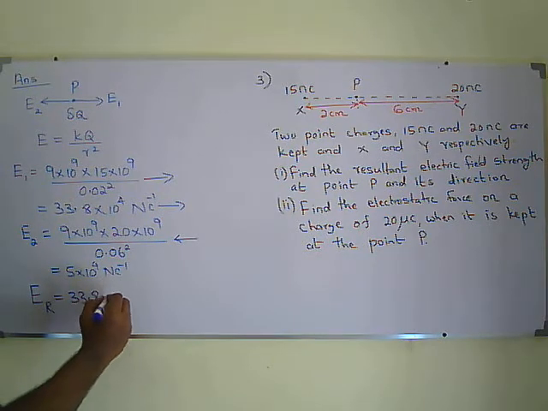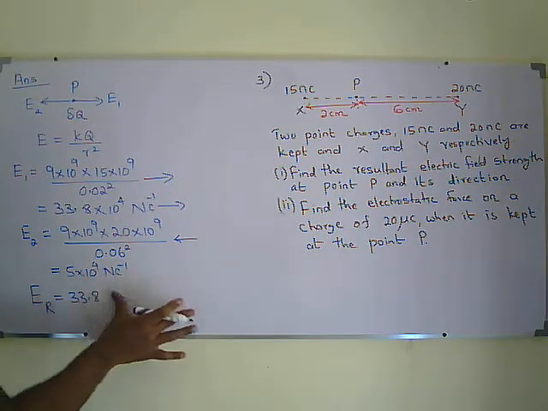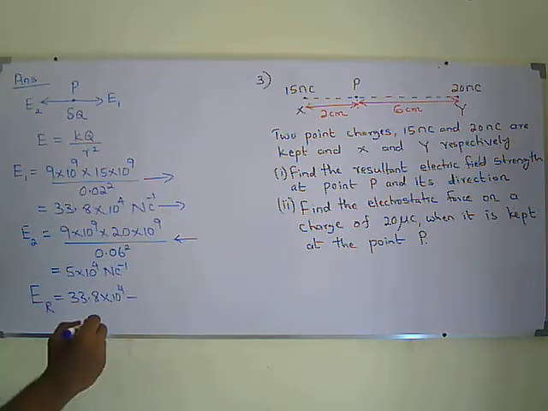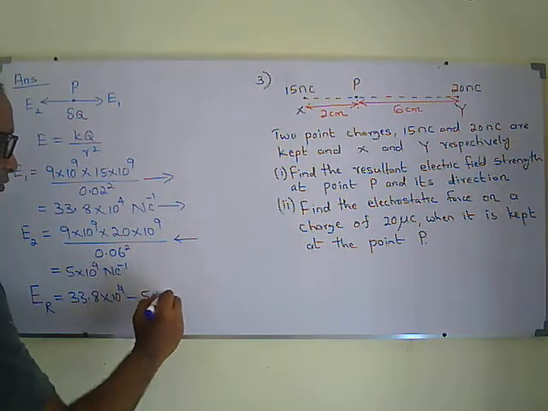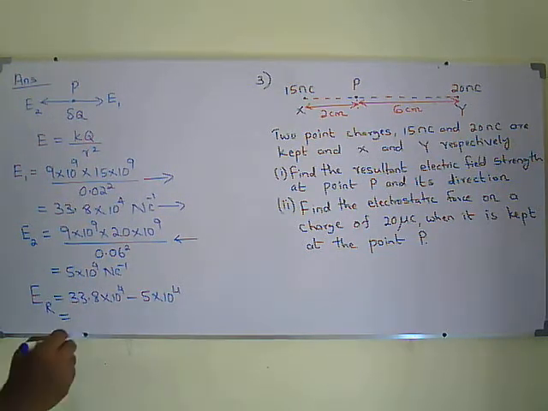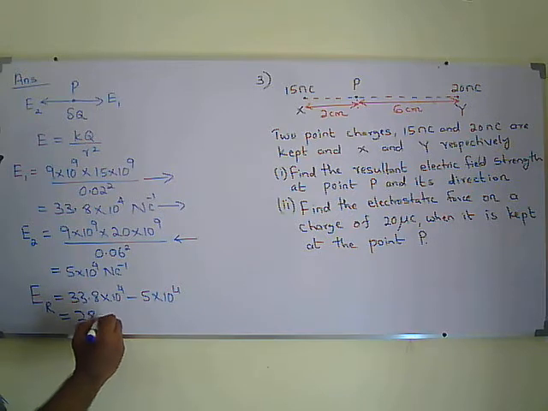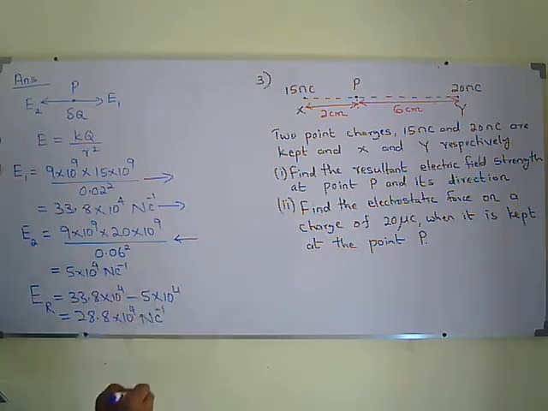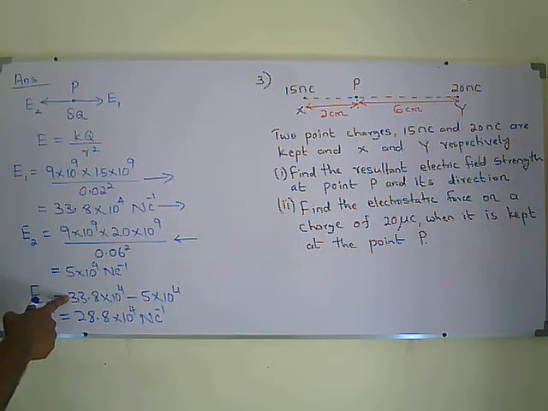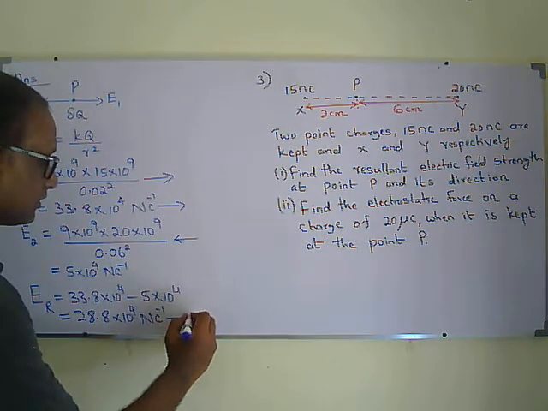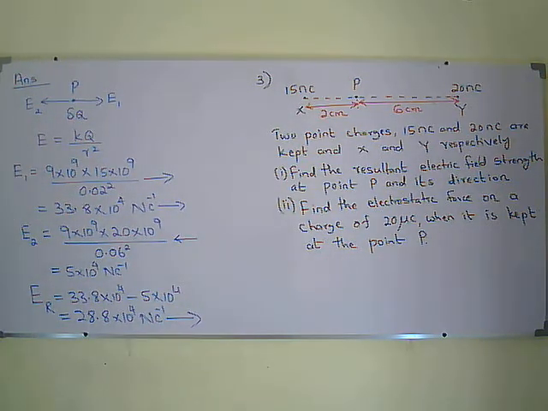33.8 into 10 to the power 4 minus 5 into 10 to the power 4. So the final answer will be 28.8 into 10 to the power 4 Newton per Coulomb. The direction: 33.8 is larger, that is towards right is larger. So the resultant will be towards right. So that's the answer for the first part.